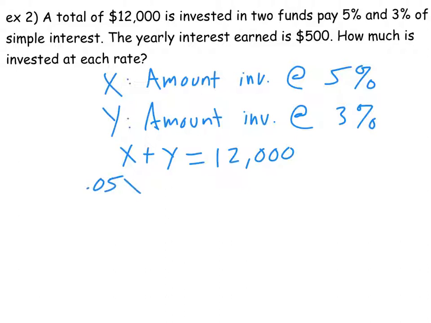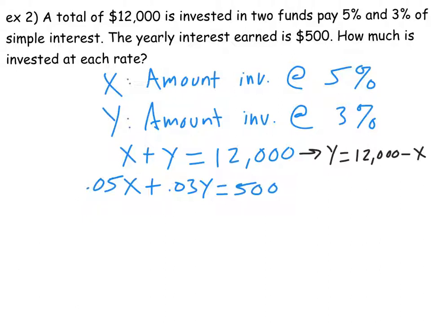So if I were to take 5% that was invested in account X and 3% that was invested in account Y, that has to be 500. Okay? Two equations, two variables. All right? Remember, the first part of substitution is that one of the two equations has to be solved for one of the two variables. I'm going to start with this first one because it's just easier to solve. Okay? So I took the first equation and I solved it for y.